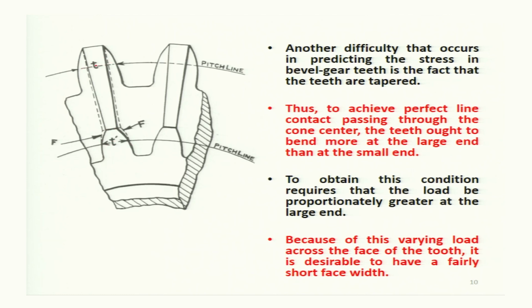Thus, to achieve perfect line contact passing through the cone center, the teeth are to bend more at the large end than at the small end. To obtain this condition requires that the load be proportionately greater at the large end, because at the large end you want more deflection. Because of this varying load across the face of the tooth, it is desirable to have a fairly short face width. So if the face width is short, then it will be a better condition.